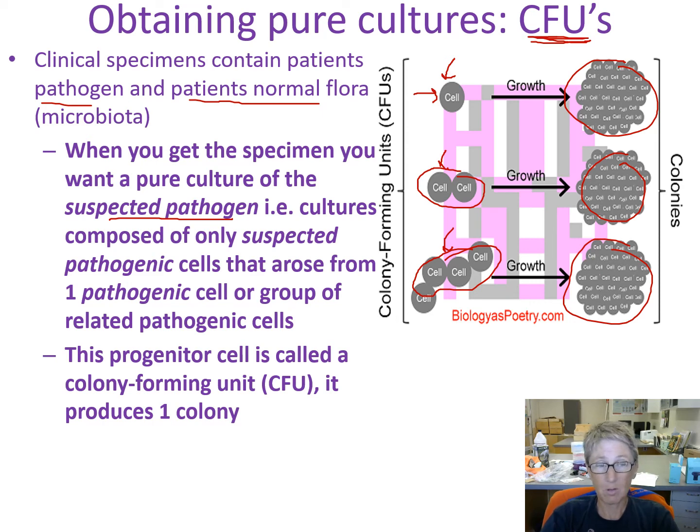In other words, you want a culture composed only of the suspected pathogenic cells that arose from the one pathogenic cell or a group of related pathogenic cells. So in this part of the cartoon, this would be a group of related pathogenic cells. This pathogenic progenitor cell is called a colony-forming unit, or a CFU, and it will produce one colony. So from these, let's say, 4 pathogenic progenitor cells, you form one colony on the plate.